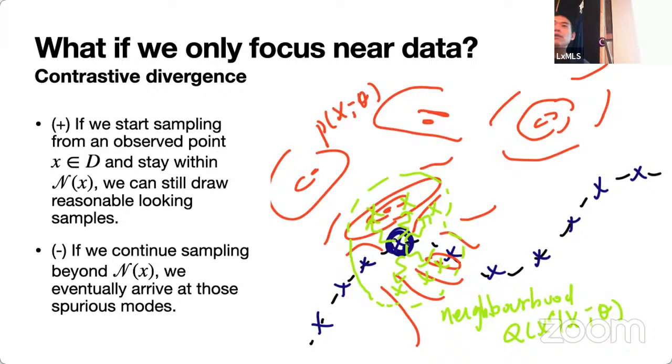The advantage of doing so is that as long as we start sampling from the model starting from the data manifold, and as long as we know how to stay nearby, then we can sample a lot of realistic looking examples, even if we train our generative model to focus only on the neighborhood of the data manifold. The downside is that if we continue to sample further and further, it's eventually going to drift away and find those spurious modes that are very far away from the data manifold. So we just have to know when to stop sampling.